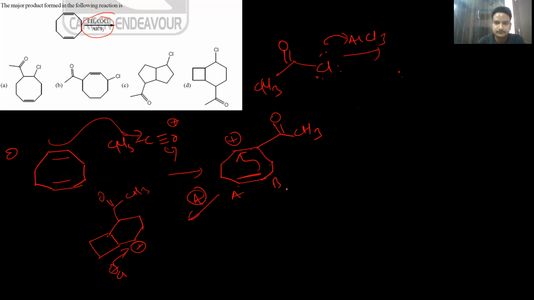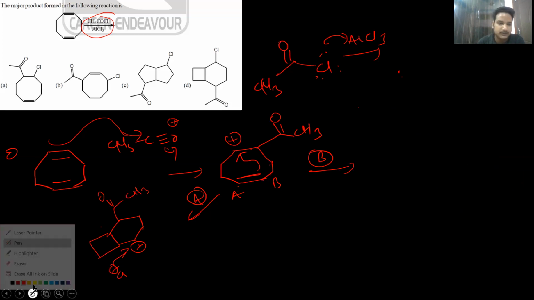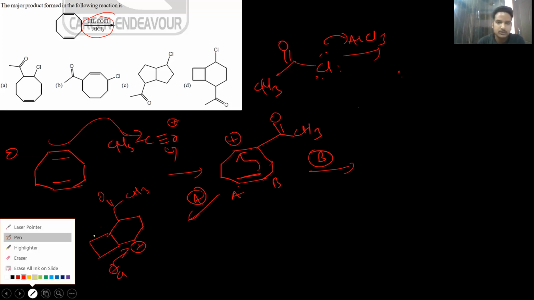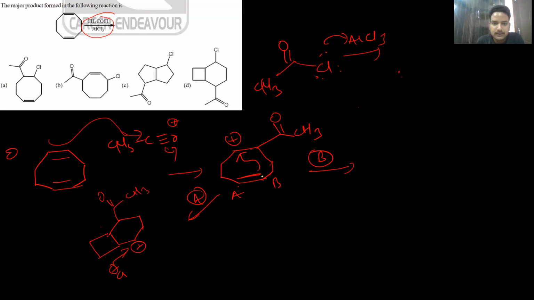Okay, if I choose path number B, so in path B, what happens? This B is going to attack here. So 1, 2, 3, 4, and 5. Again, 1, 2, 3, 4, 5. So we are ending with the two 5-member rings going to be fused. Okay. So two 5-member rings are going to be fused.